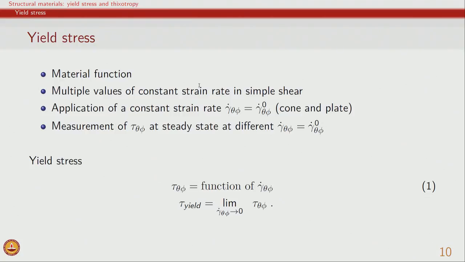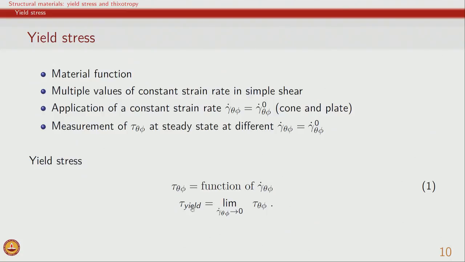So, we do steady shear on the material, and when we apply a constant strain rate, let us say for a cone and plate geometry we apply gamma dot theta phi naught, we measure the stress at steady state. So, we apply a constant strain rate, we wait for the stress to reach a steady value, and that value is measured. This experiment is done at different values of strain rate. The stress itself, tau theta phi, will depend on whichever strain rate is being applied, so at different strain rates we will get different values of tau theta phi.